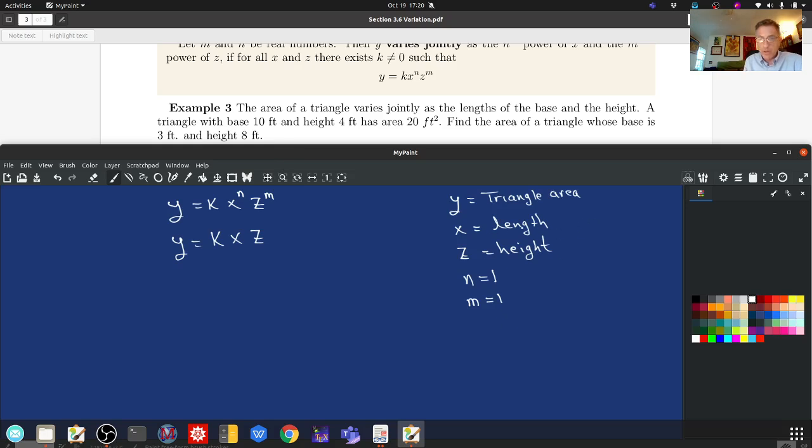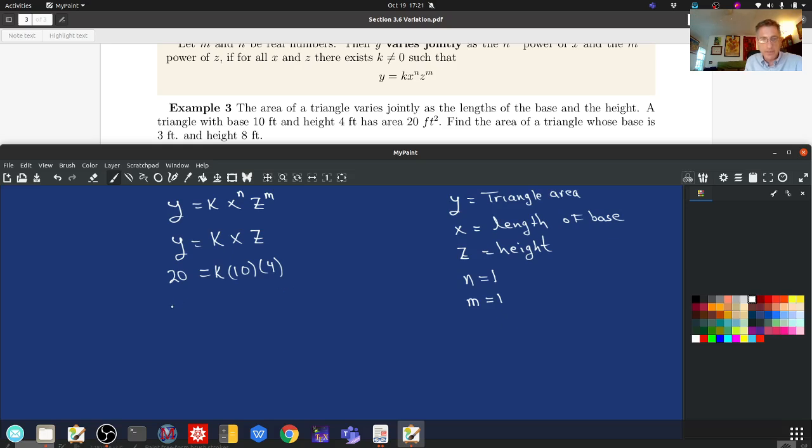X is the length of the base. So now let's take what we're given and find k. And y is the triangle area. So a triangle with base 10 feet and height 4 feet has area 20 feet squared.